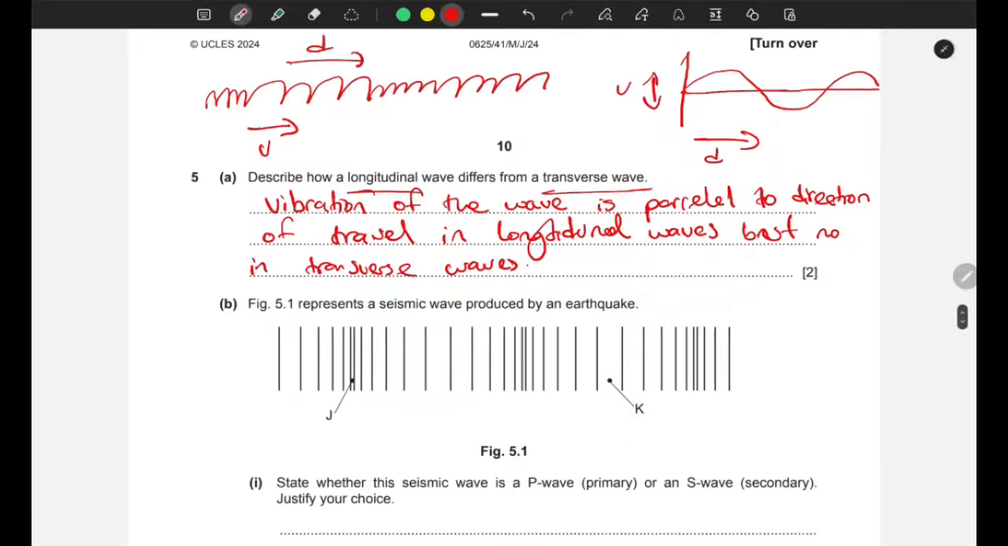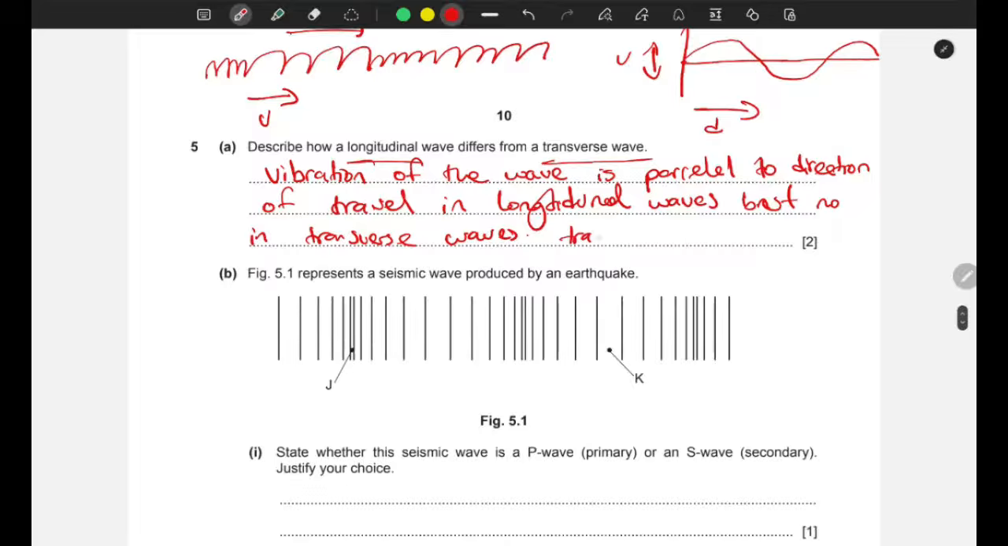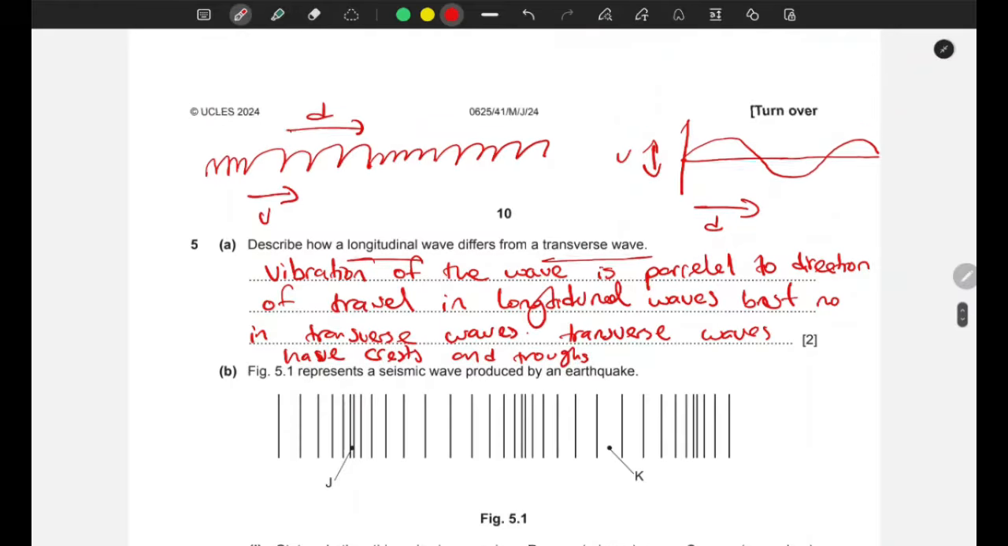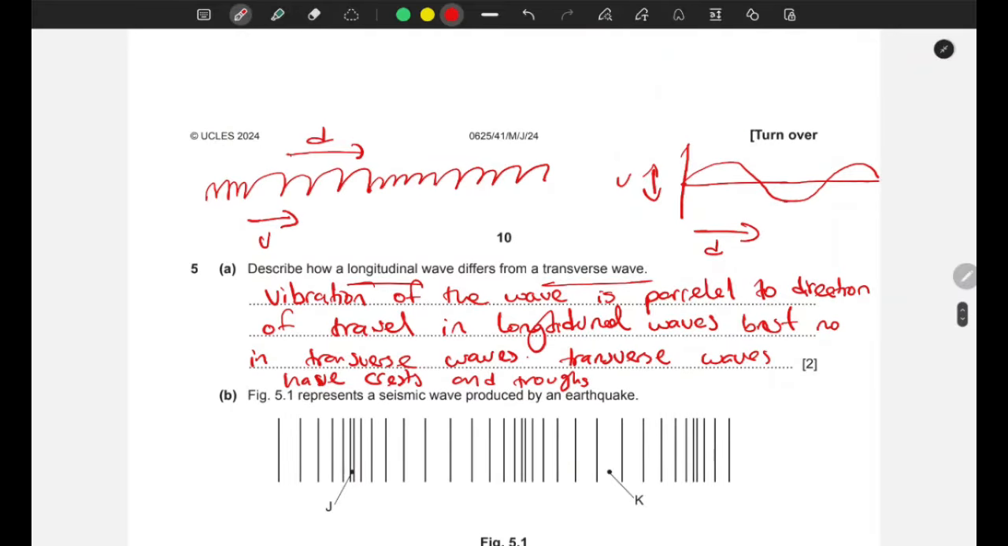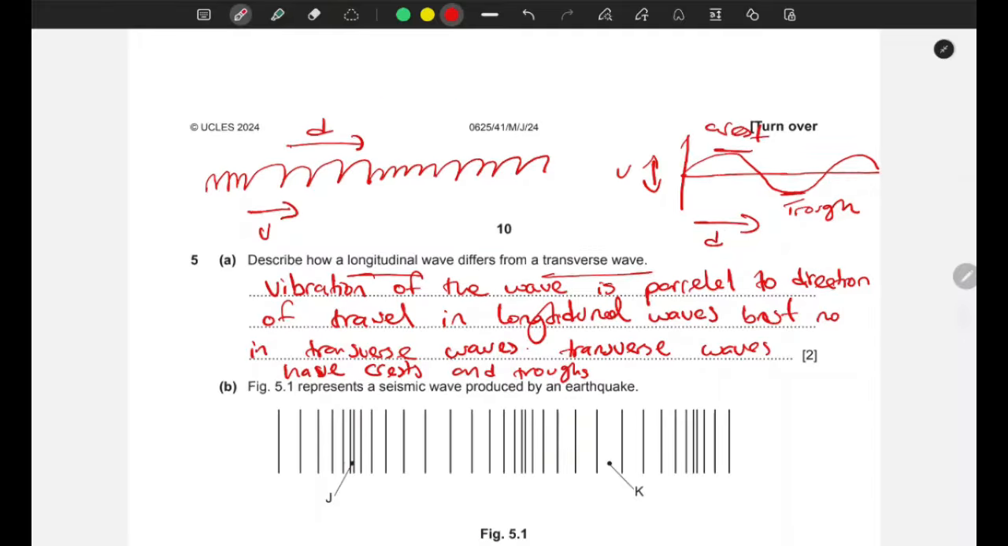And the other difference is transverse waves have crests and troughs. So the trough is the lowest point, this is a trough, and the crest is the highest point. But the longitudinal wave doesn't have those.